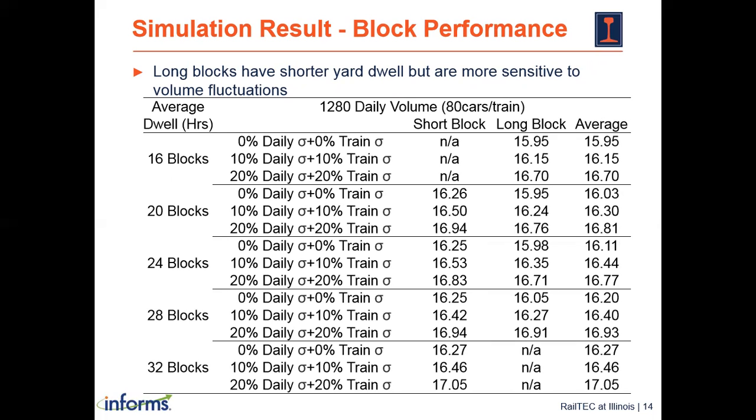Overall, rail cars connecting to short blocks require a longer time to process in the yard, resulting in a longer average dwell time for block patterns that have more short block trains. Dwell time in a yard for short blocks is longer no matter the volume variability scenario. However, long blocks are more sensitive to volume fluctuations, as larger increases in dwell time can be observed for rail cars departing in long blocks as volume variation level increases.